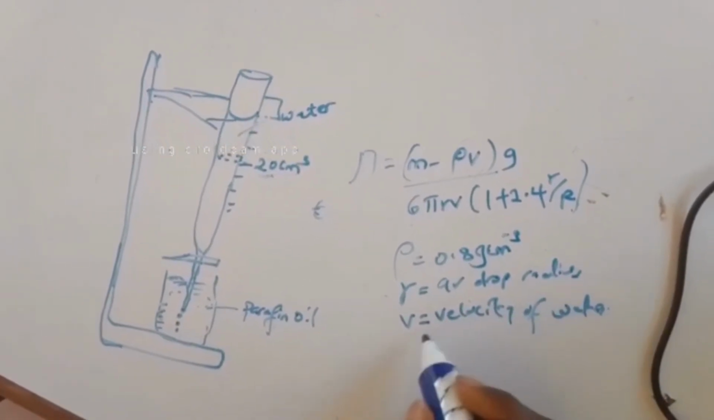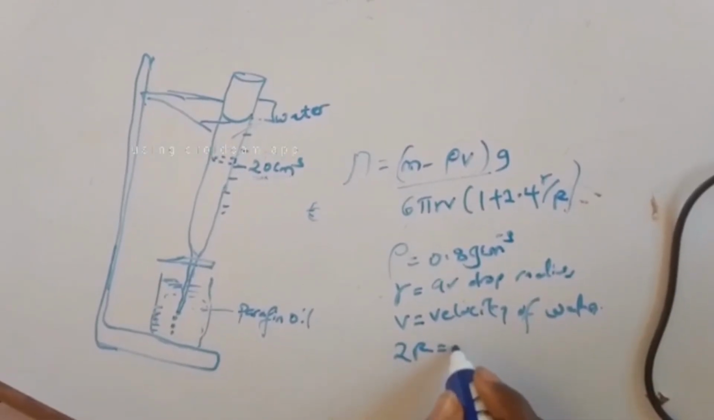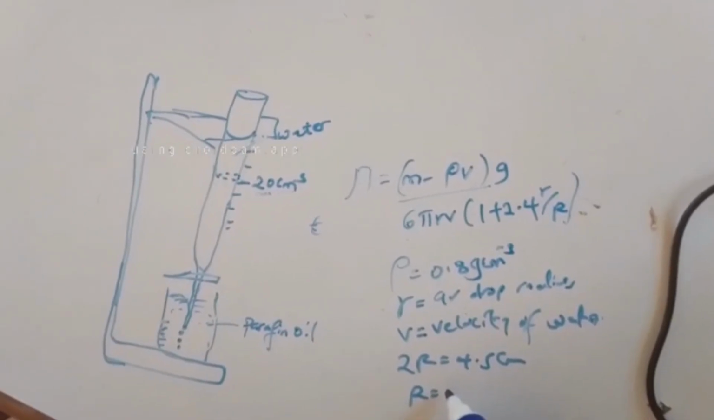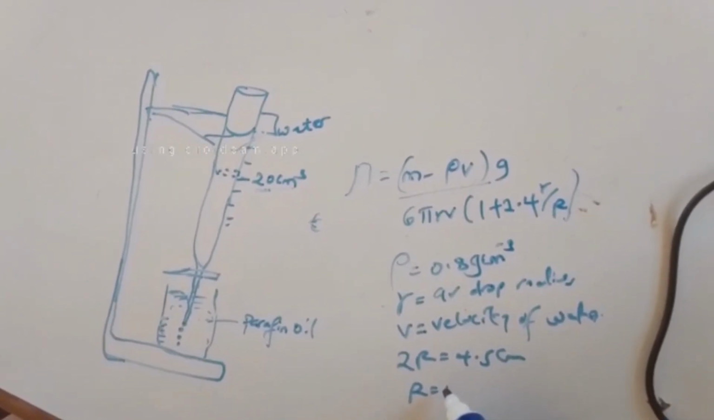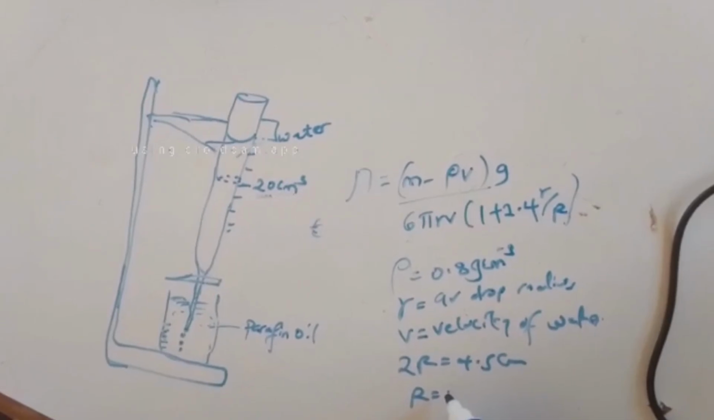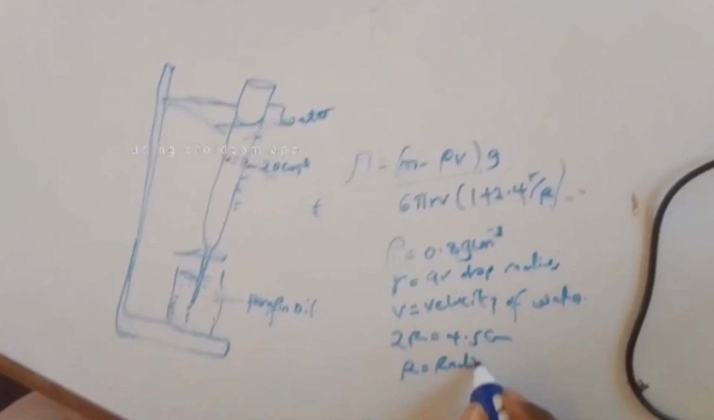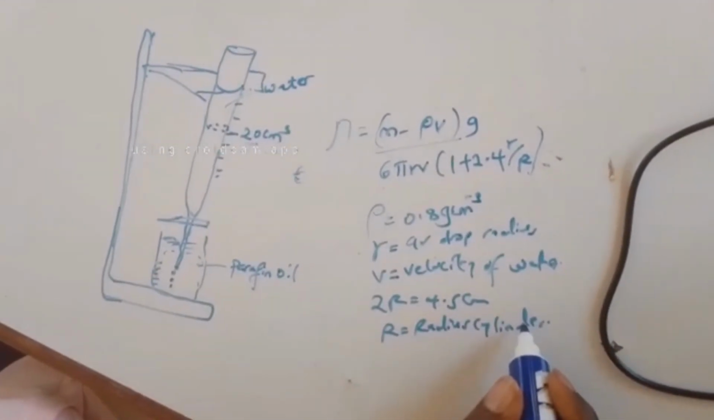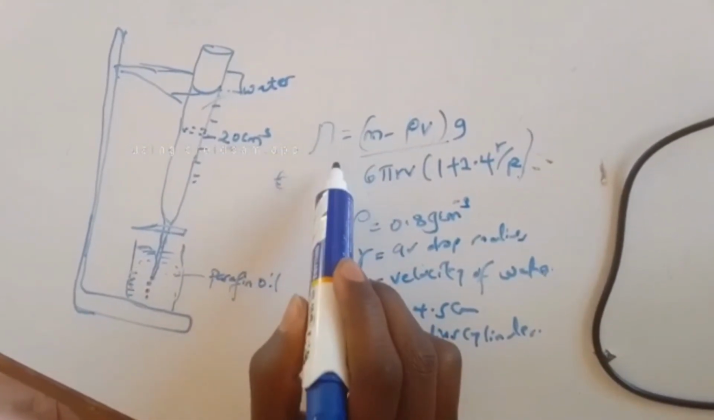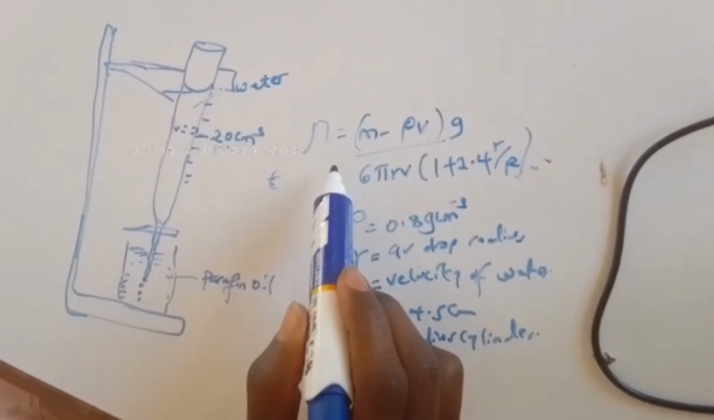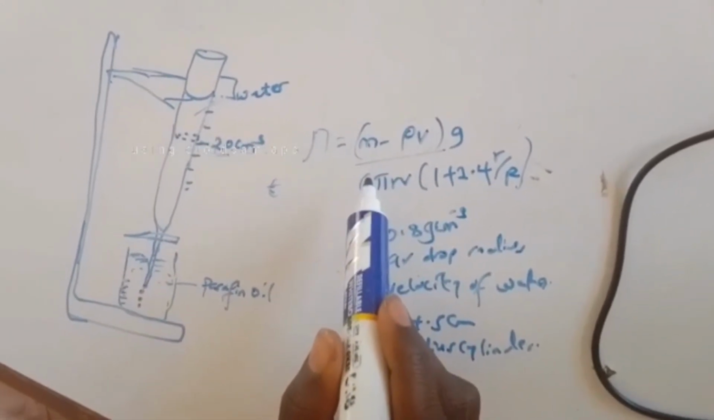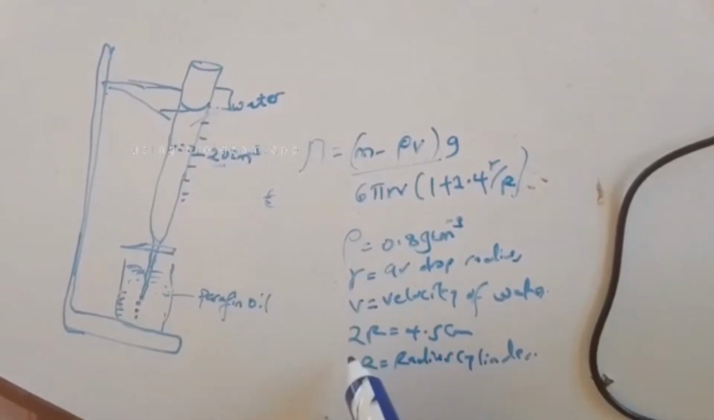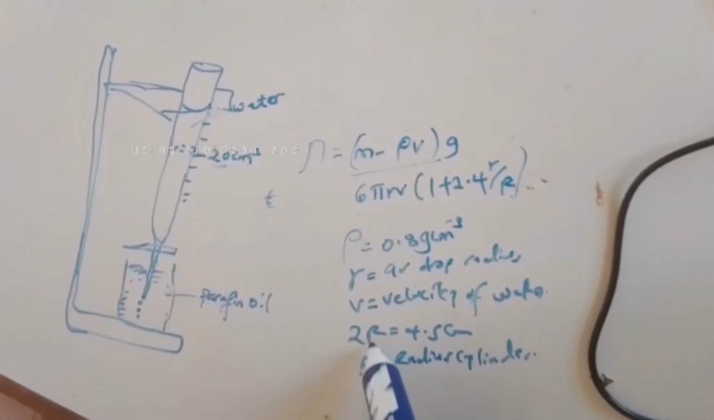Then we have, maybe you might be given 2R, which is equal to 4.5 centimeters, whereby R is the radius of the cylinder. So you might be asked to find the coefficient of viscosity using Stoke's law. After all, you know how to calculate the diameter of a water drop, and so on. All these values are given here. So this small r, you can get it from this 2R.